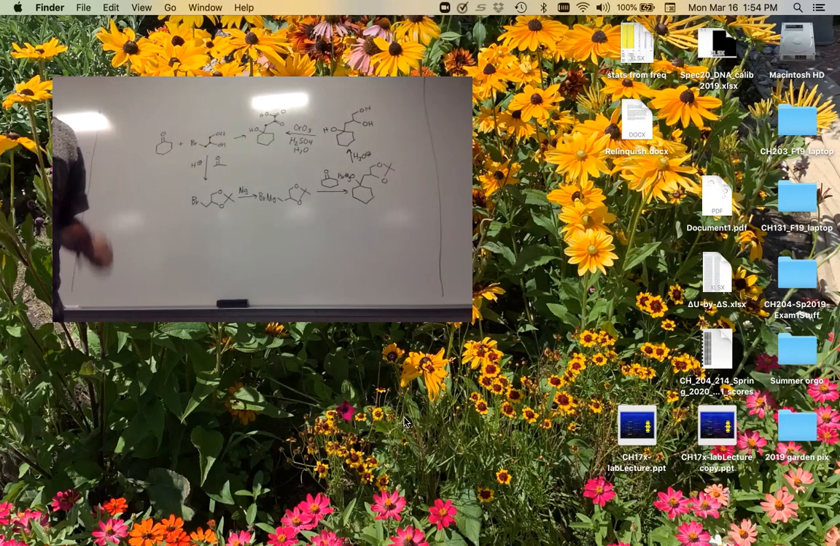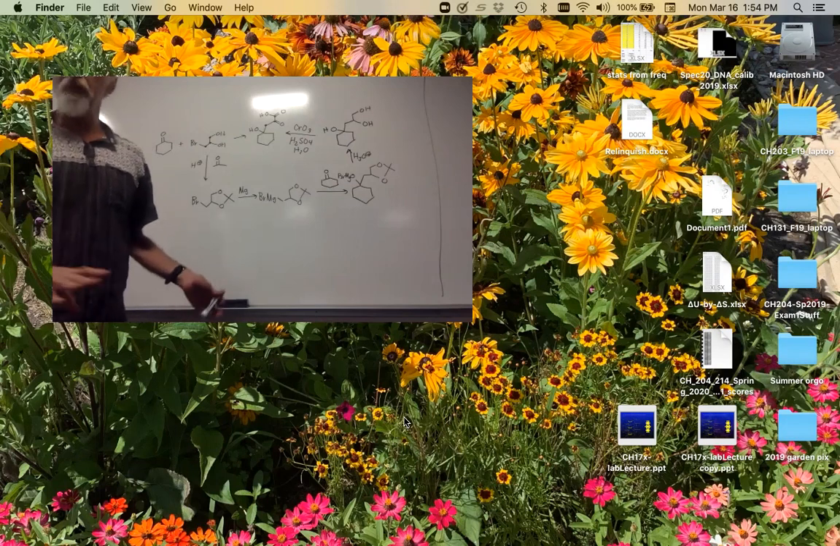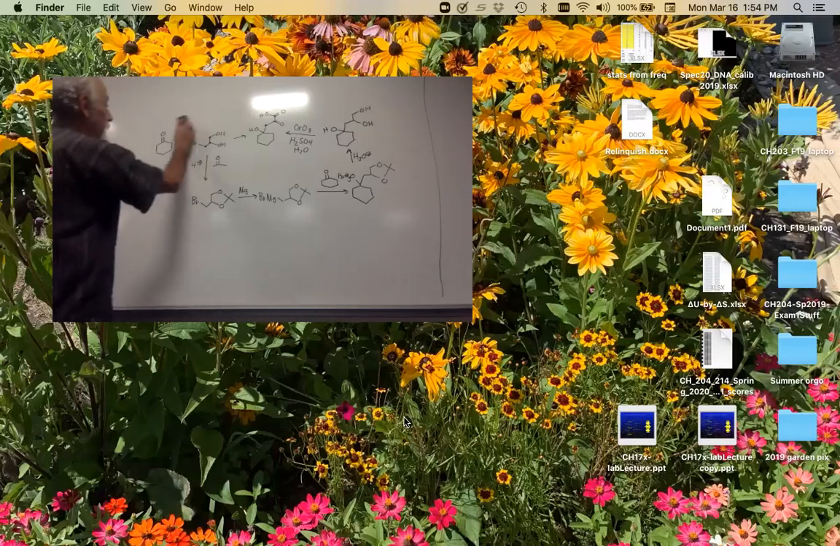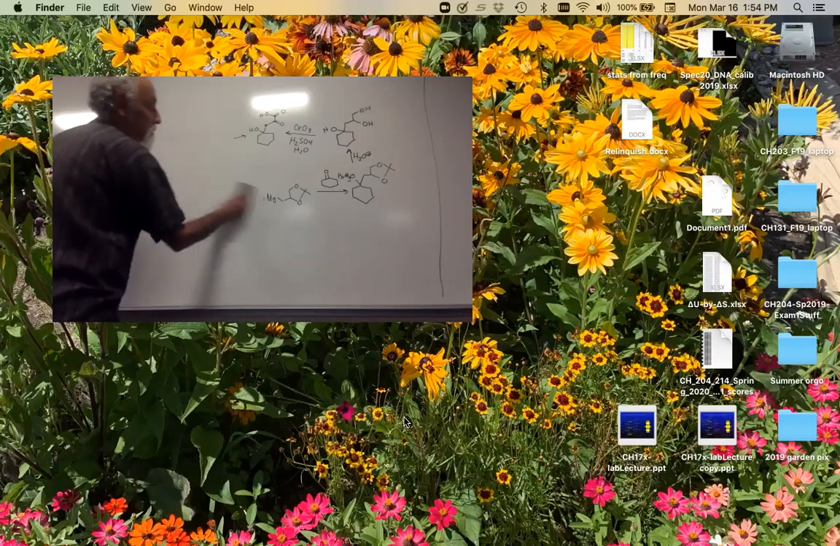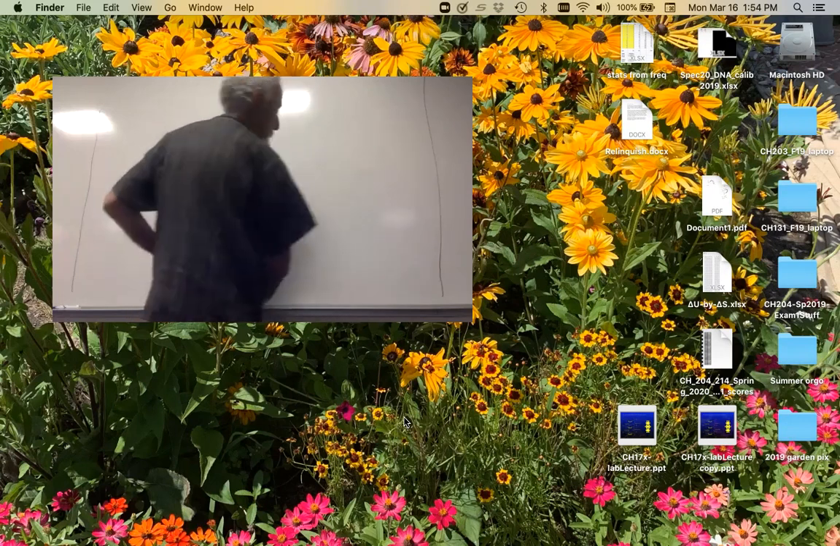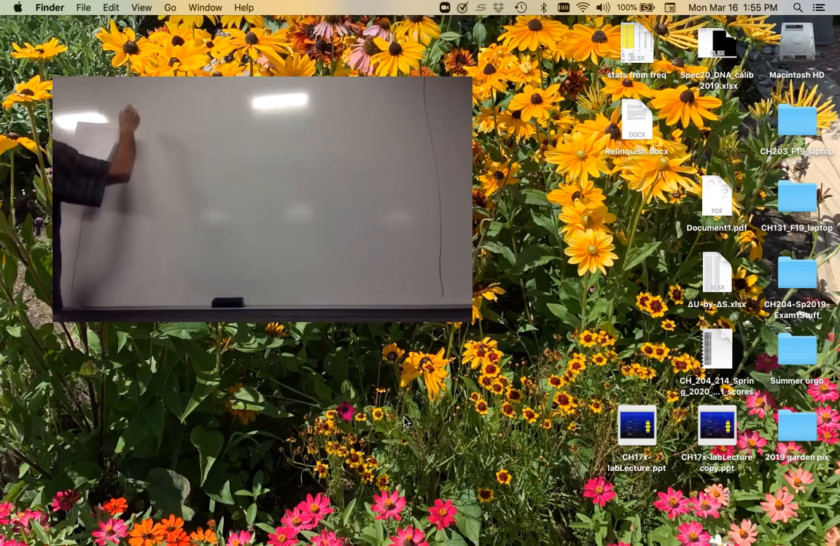Okay, so let's finish up, for now anyway, with a big, huge synthesis problem that involves protection, deprotection, and other relevant reactions. It's going to be kind of complicated and lengthy.